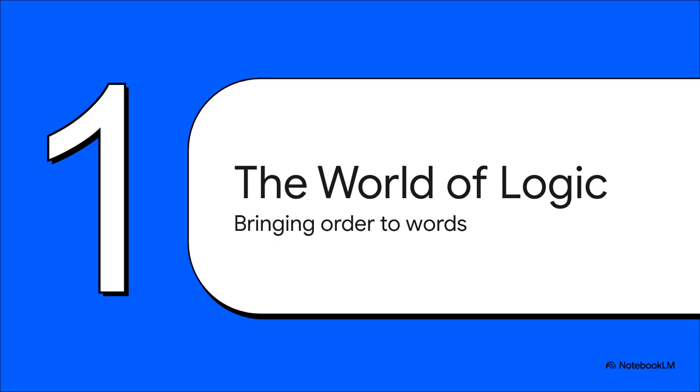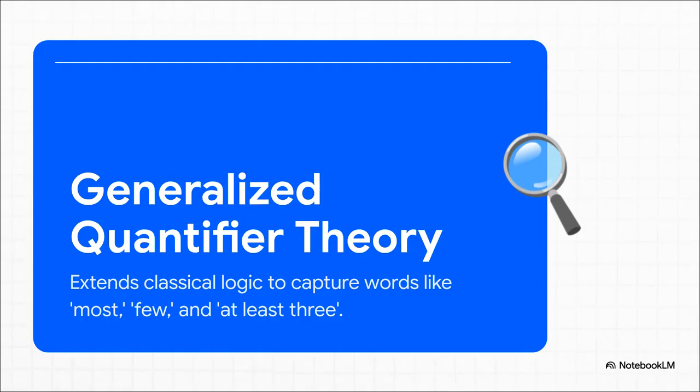Now, in this world, the whole goal is to find order, to create these really clear, precise, almost mathematical rules for how our words are supposed to behave. A huge tool they use for this is called generalized quantifier theory. And I know, the name sounds a little intense, but don't worry about it. The basic idea is just to treat words like most, few, or some as if they're these formal operators, almost like a plus or minus sign in math. Each one has a very specific job to do and a really strict set of rules it's got to follow.